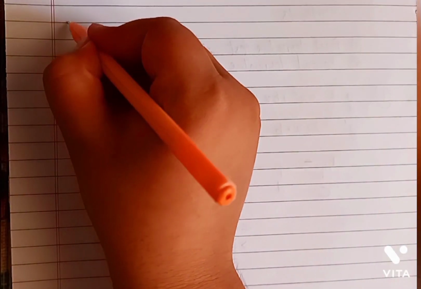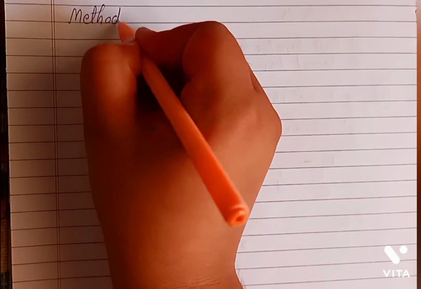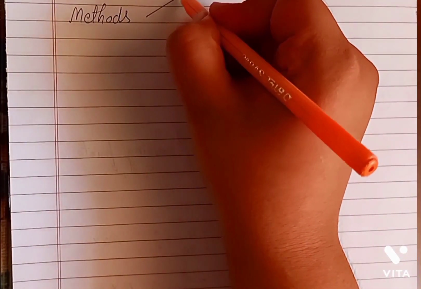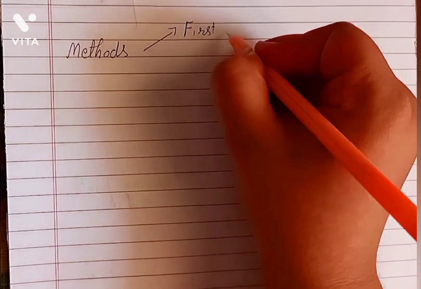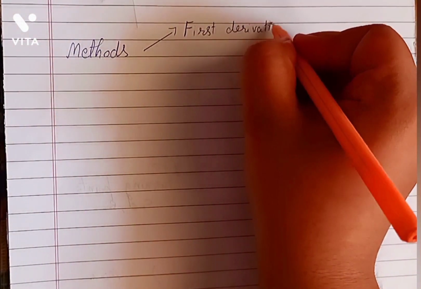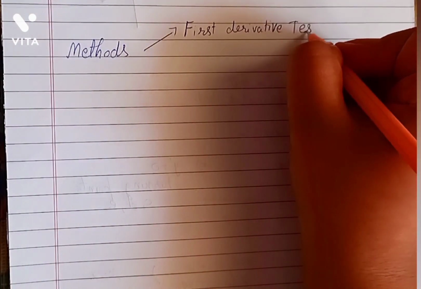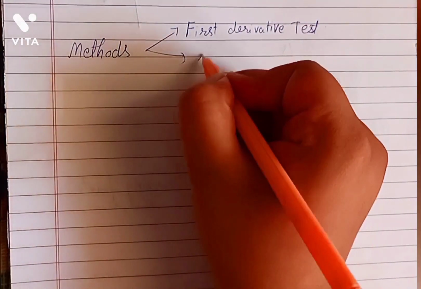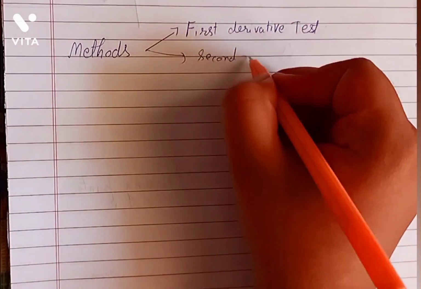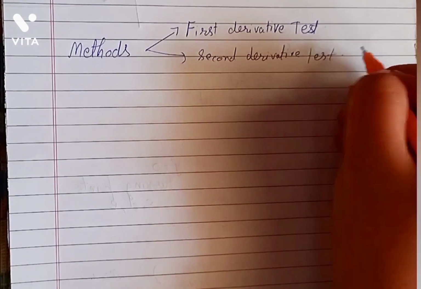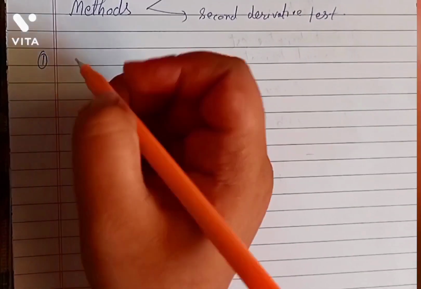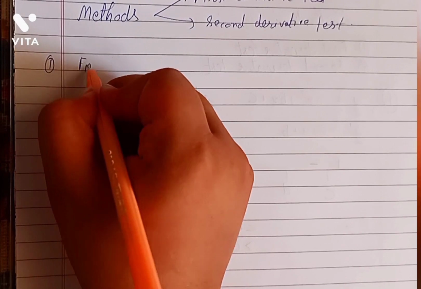Moving on further, we have two different methods for finding maxima and minima. I'll write down the methods over here. First is the first derivative test, and second is the second derivative test. I'll show you how to find them using the first derivative test.